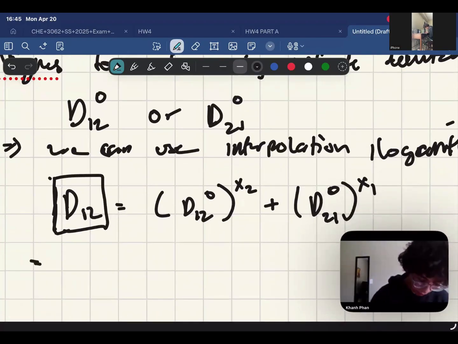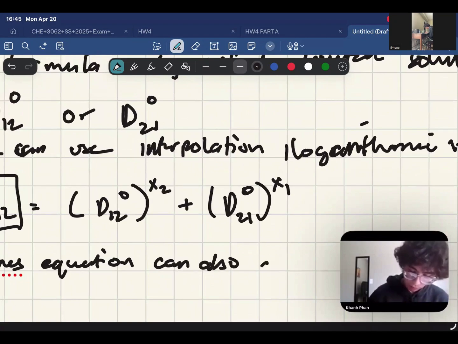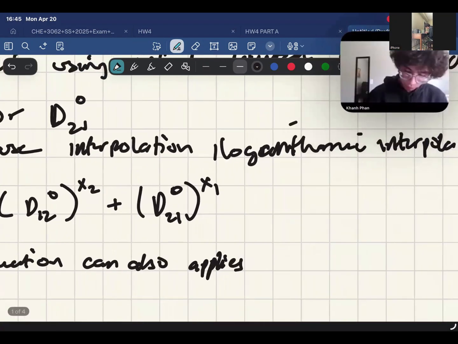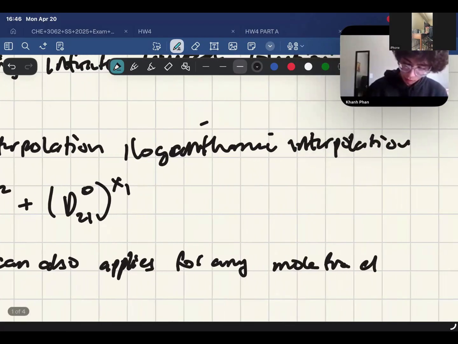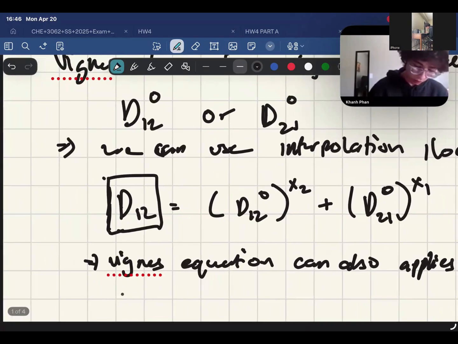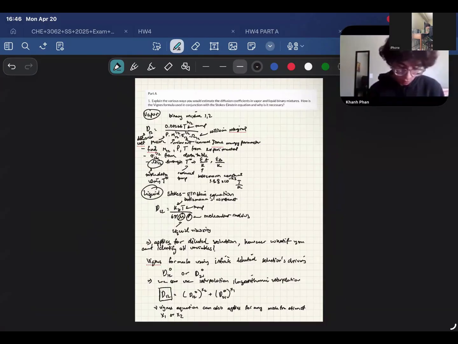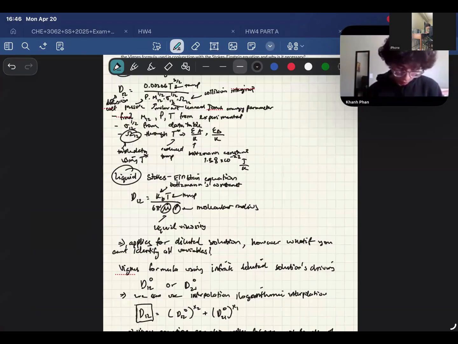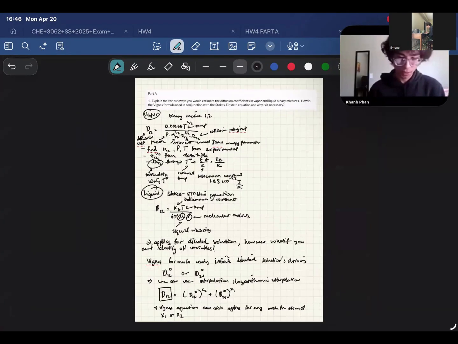So Vignes' equation can also be applied for any component or any mole fraction of x1 or x2. That's why it's more useful than the Stokes-Einstein equation, which can only be applied for a dilute solution. So that's for part A.